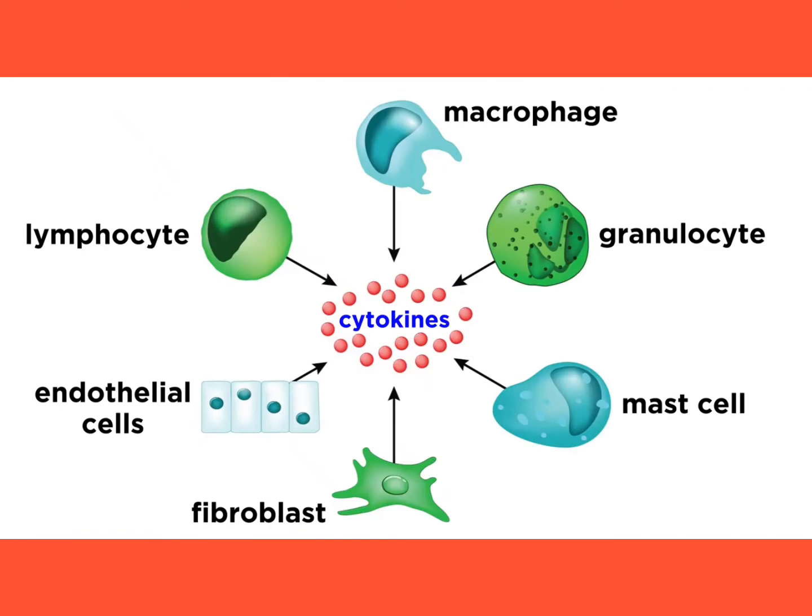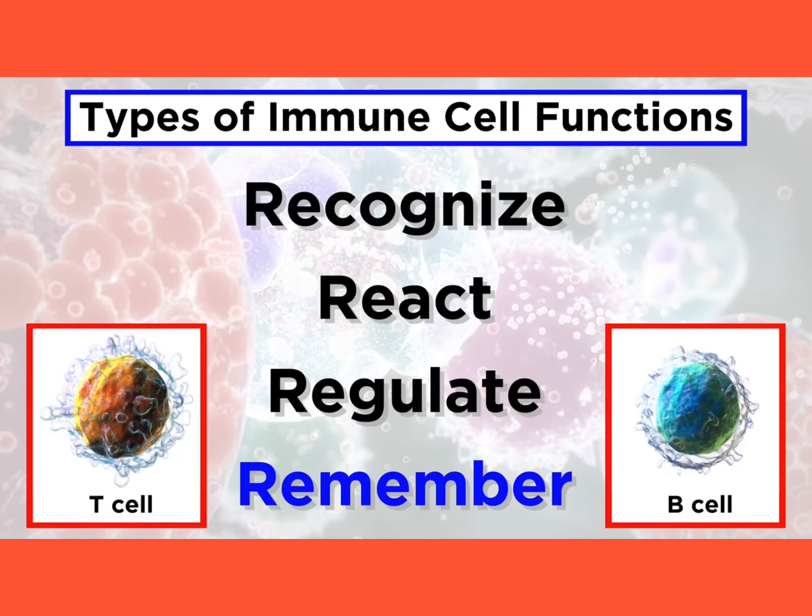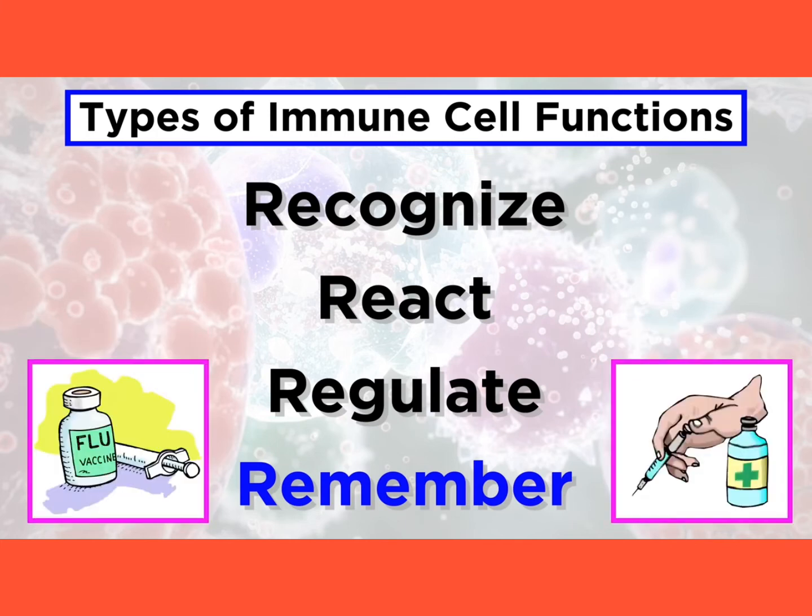Additionally, many types of immune cells send cytokine signals to tell other cells to ramp down the immune response and begin repairing damaged tissue. And finally, function 4, remember. Immune cells, called T and B lymphocytes, have the ability to remember specific threats. Emerging research suggests that other immune cells may also be able to remember previous infections. This concept of immune memory is the basis behind vaccinations, and it will be discussed extensively later in the series.